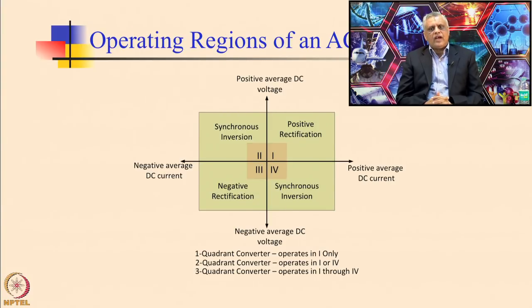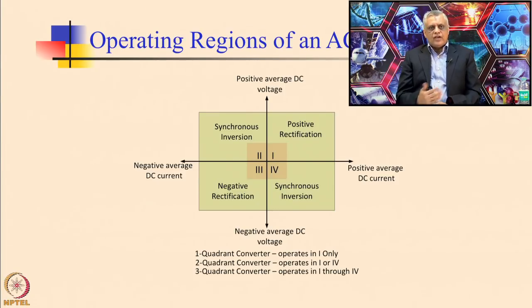Now what you see in the second and the fourth quadrants is what is called synchronous inversion. What is happening here is that the power that you see at the DC terminals is actually negative, because either the voltage is negative or the current is negative, but not both. So you have a negative sign coming with power, which means that the power is now flowing from the DC side to the AC side.